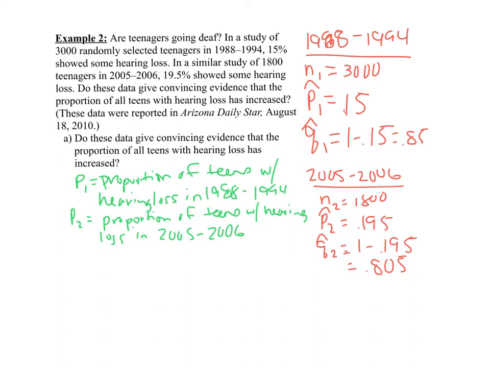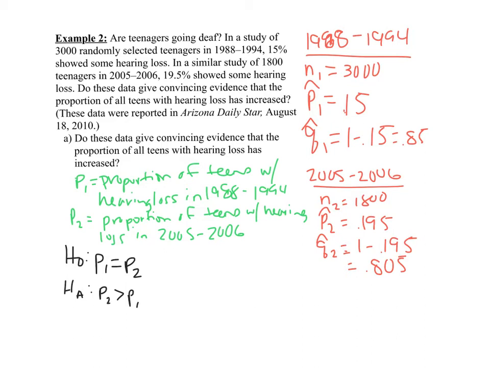Okay, so we have our parameters defined. Now we are going to do our hypotheses, and I'm going to write the null hypothesis. Our null hypothesis is that the two proportions are equal, which I will write as P1 is equal to P2. The alternative hypothesis is going to be that the proportion of hearing loss from 2005 to 2006 was greater than the proportion of hearing loss from 1988 to 1994.